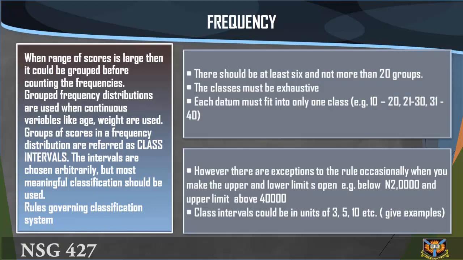Rules governing classification system. There should be at least 6 and not more than 20 groups. The classes must be exhaustive. Each datum must fit into only one class, e.g. 10 to 20, 21 to 30, 31 to 40. However, there are exceptions to the rule occasionally when you make the upper and lower limits open, e.g. below 20,000 naira and upper limit above 40,000 naira. Class intervals could be in units of 3, 5, 10, etc.